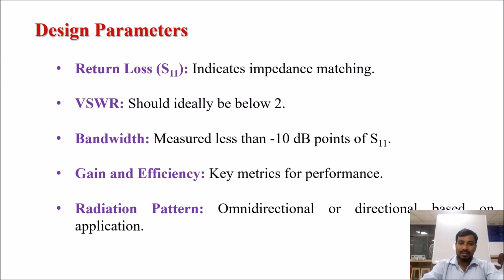And next one is the voltage standing wave ratio, that is VSWR, which should be less than 2. And the bandwidth needs to be measured. That must be less than minus 10 dB, and the gain and efficiency are very important metrics for performance. Then the radiation pattern: what type of application, what kind of radiation pattern we require, whether we require the omnidirectional pattern or the directional pattern, which can differ based on the application.